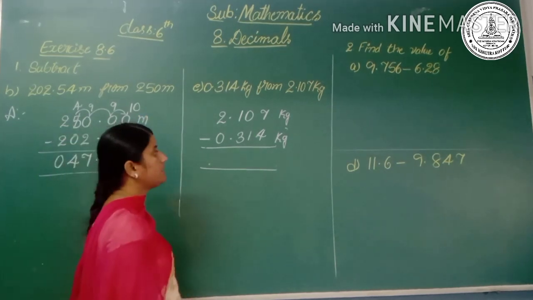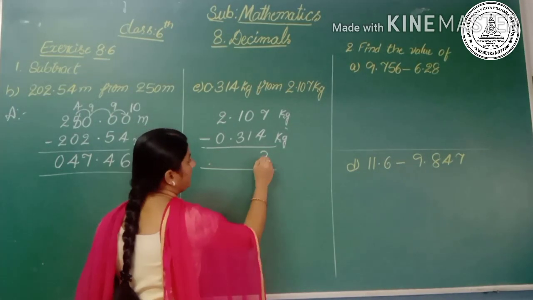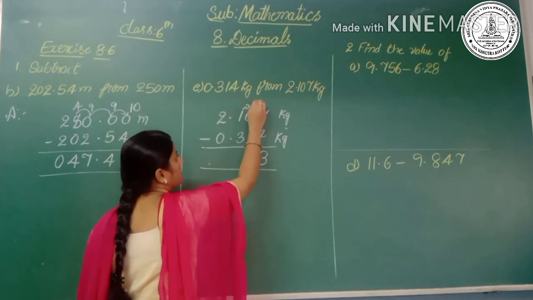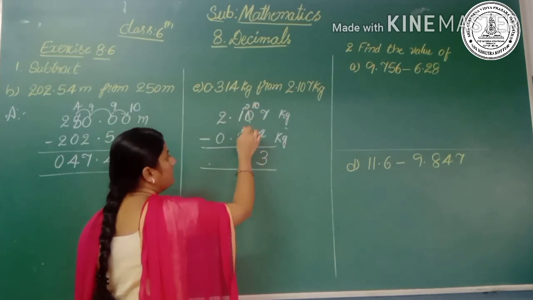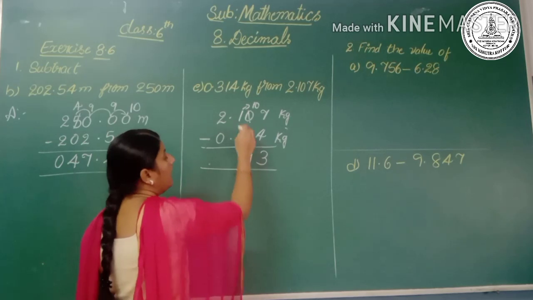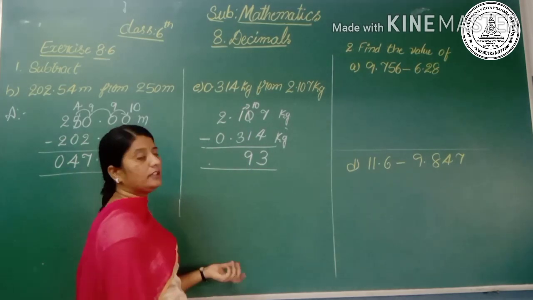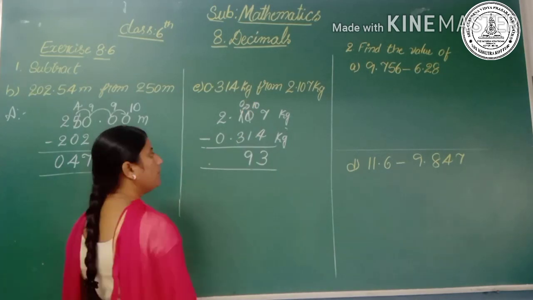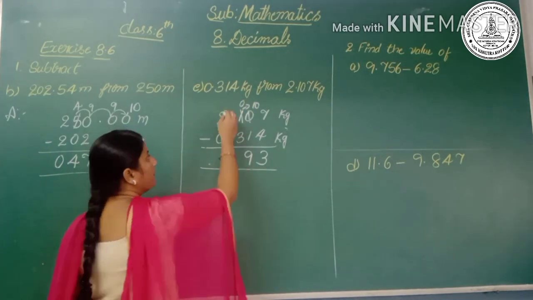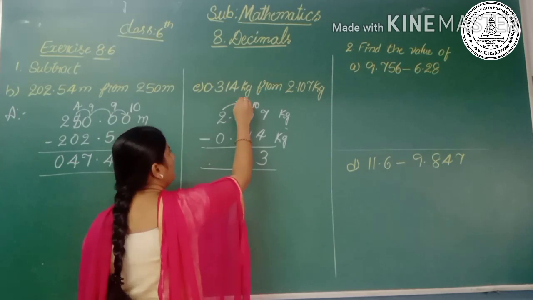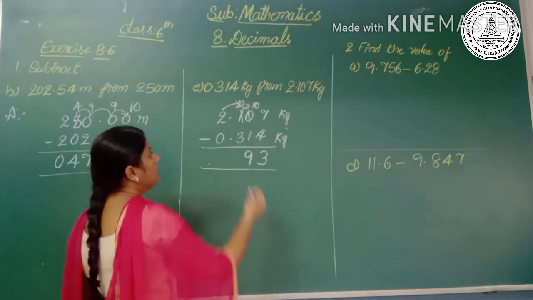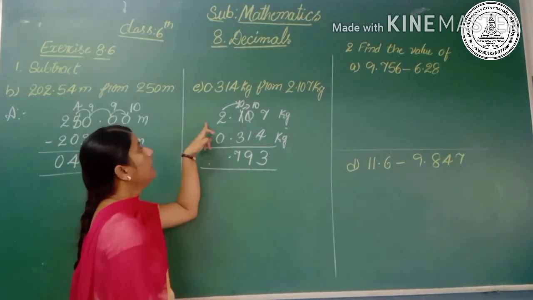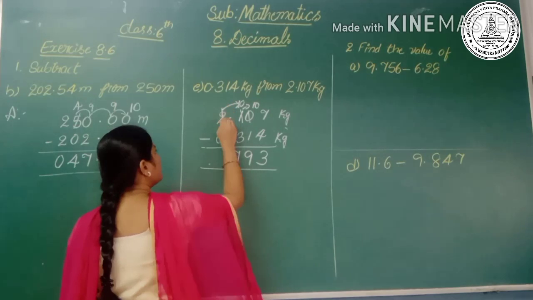Okay, subtract. 7 minus 4 is 3, and 0 minus 1 we cannot subtract, so take a borrow from the next place, and it becomes 10. 10 minus 1 is 9, and here 1 minus 3. After giving the borrow it becomes 0. Right? So 0 minus 3 we cannot subtract, then take a borrow from the next place, that is 2, and it becomes 10. So 10 minus 3 is 7, keep the decimal point, and after giving the borrow 2 becomes 1.